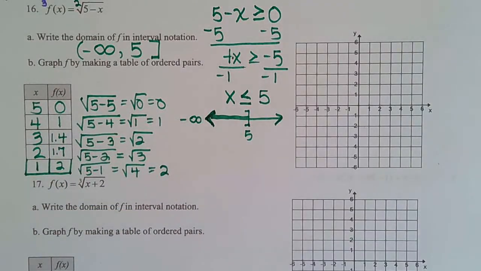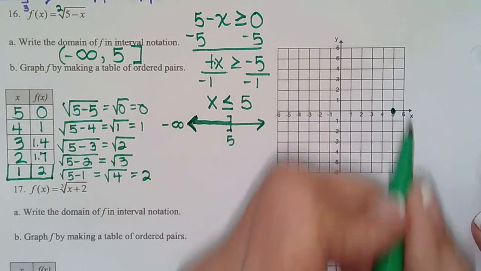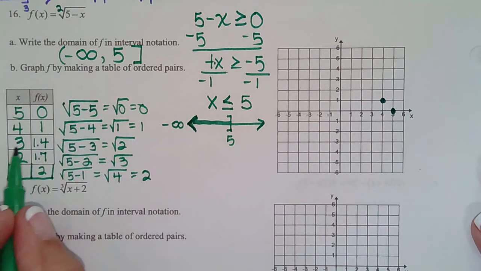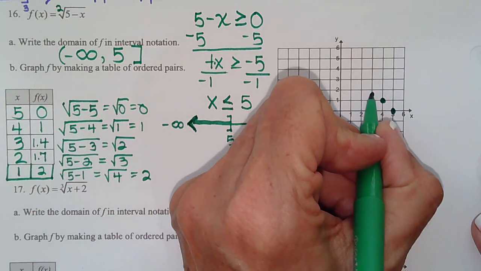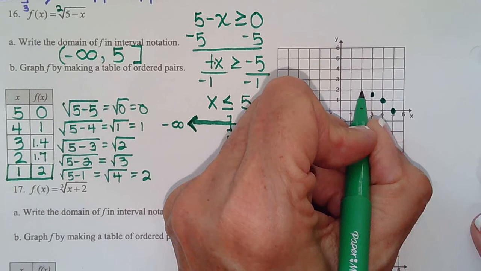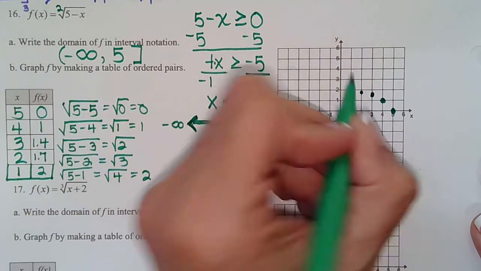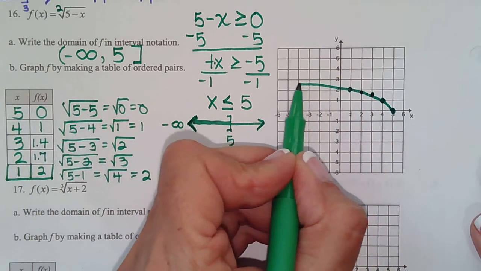And then I graph. 5, 0 would be here. 4, 1 would be here. 3, 1.4 would be a little less than 1.5. 2, 1.7 would be a little bit more than 1.5. And 1, 2. And so we can see our graph looks like this.